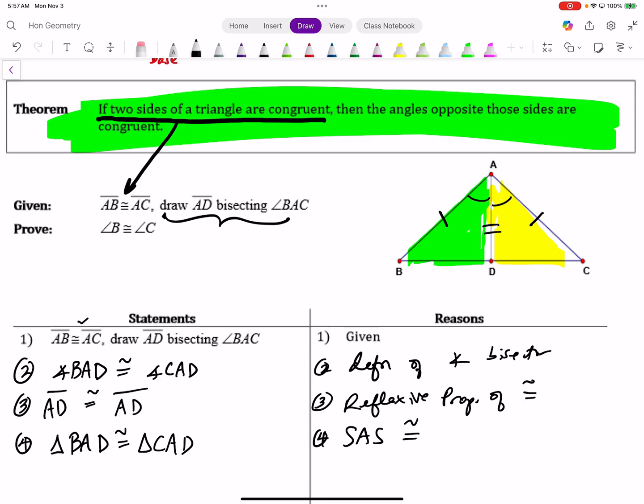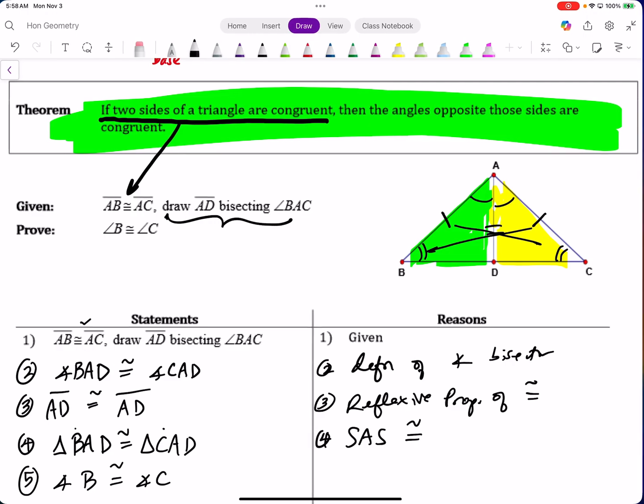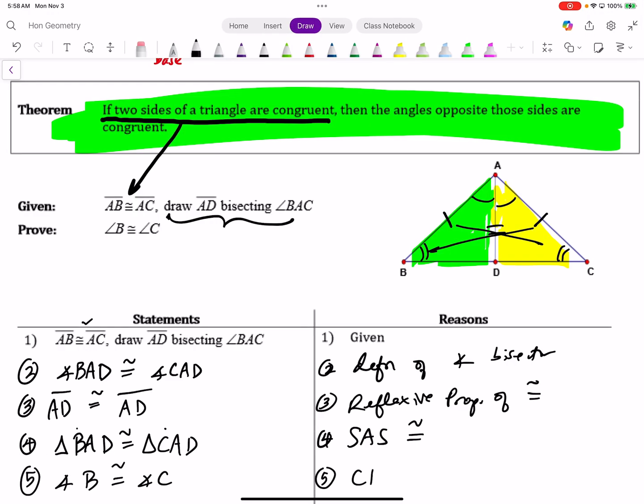Let's see what we're trying to prove. Then the angles opposite those sides. So we're talking about this angle and this angle, angle B and angle C. They are congruent because they sit in the same spot, as corresponding parts of those two congruent triangles. So we know that this is congruent to this. Corresponding parts of congruent triangles are congruent.